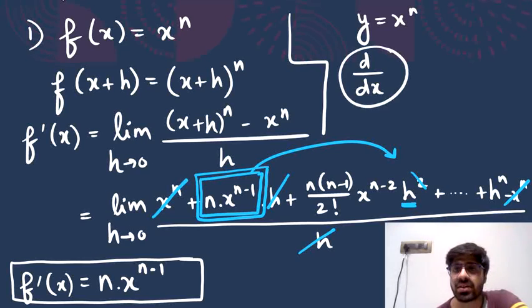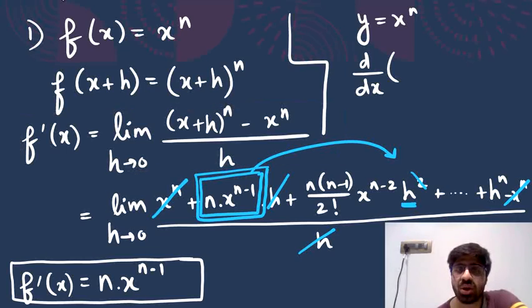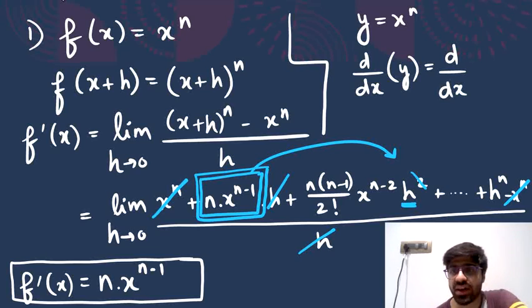You just write d by dx completely, and that d by dx basically means you are performing this operation on the function. That is, you are performing the operation of limit h tending to 0 of f of x plus h minus f of x divided by h. So d by dx of y, that is the derivative of y with respect to x, is going to be d by dx of x power n, but d by dx of x power n is equal to n into x power n minus 1.